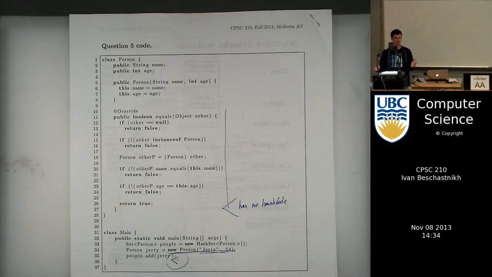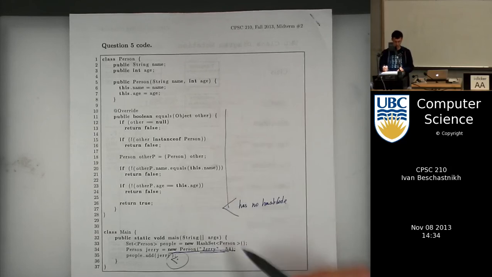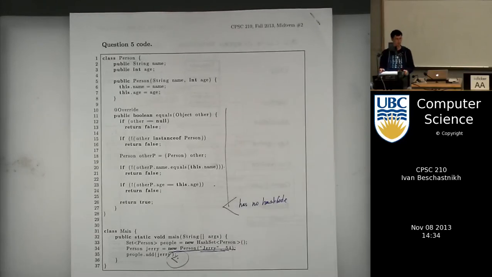So that's false. Last statement, people.contains Jerry, well, now I'm just checking whether it contains exactly the Jerry I created. It's identical in every way. Hash code matches, right? And my equals matches the name and age. So it's going to work.